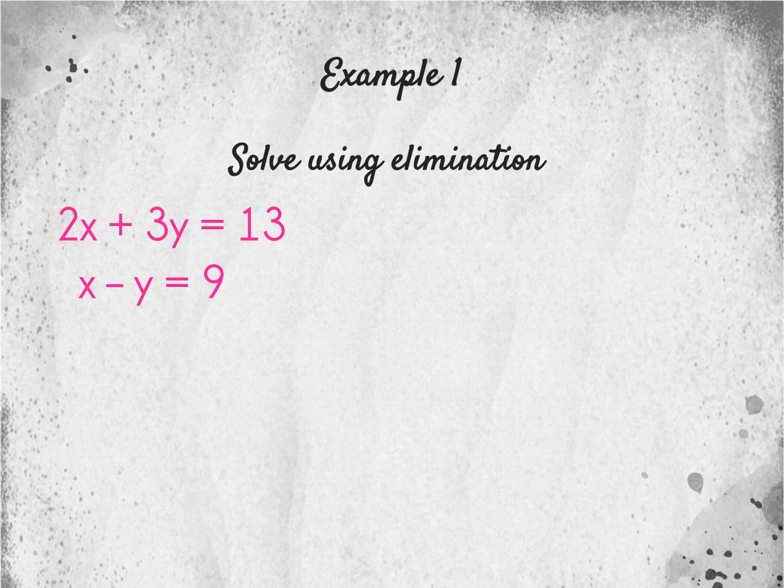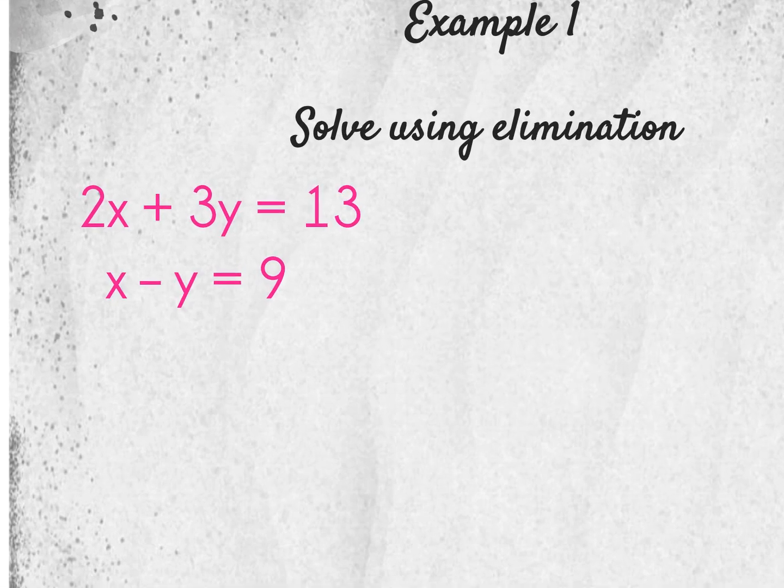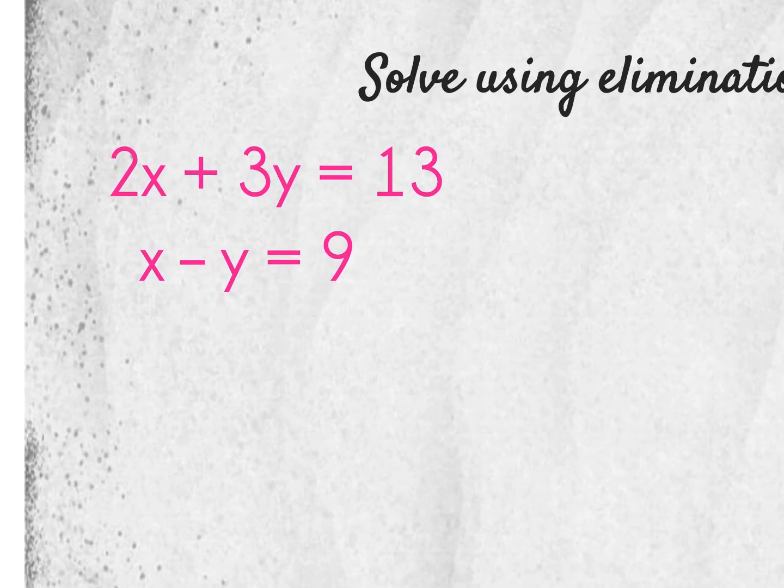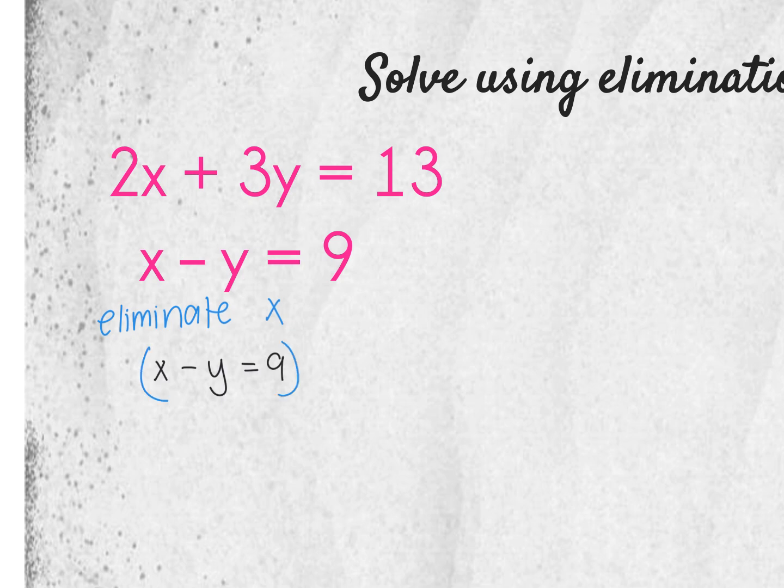For this, looking at it, I cannot eliminate right off the bat. So what I'm going to have to do is change one of them to something else. Let's say I'm going to change the second one. I'm trying to eliminate my x. So I'm going to take what was given, x minus y equals 9, and I need to change it to where I can eliminate these x's.